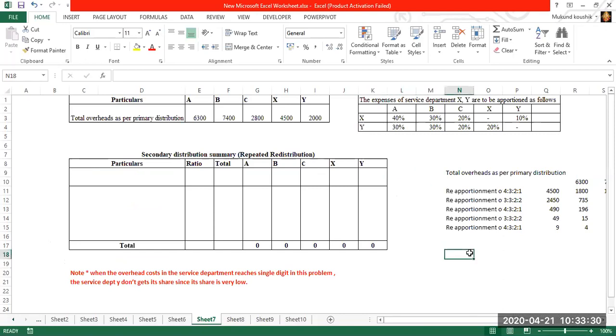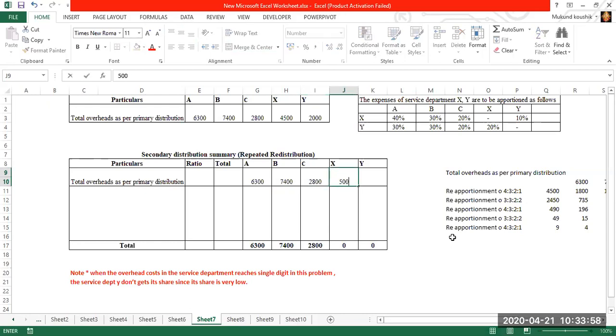Now, look here at what they have given. They have given total overheads as per primary distribution for all the 5 departments. So for secondary distribution, the starting point will be the total overheads as per primary distribution. So we have to start with that. Now in department A, how much have they given? In department A, we have 6,300, right? Department B, it will be 7,400. Department C, they have given 2,800.